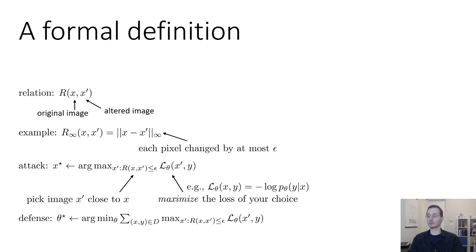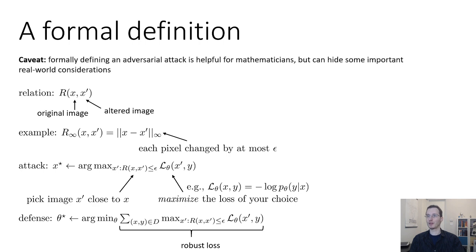In a standard empirical risk minimization problem, you would minimize over theta a sum over x, y in D of L(theta, x, y), and now you're instead minimizing a sum over x, y in D of the max over x' of L(theta, x', y). This is sometimes referred to as a robust loss. We'll come back to this at the end of this section.